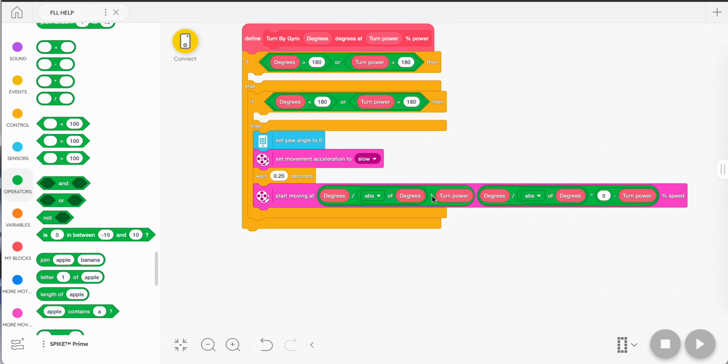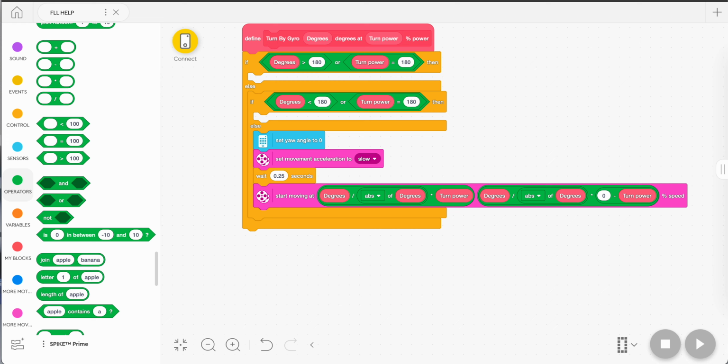take the degrees and divide it by the absolute of degrees. Then multiply by, and divide it by the turn power. Now it's essentially doing the same thing, but it's just saying subtract that by the turn power.